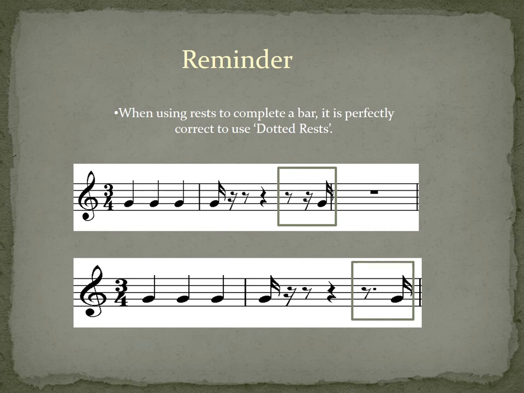I mentioned on the previous slide that it's perfectly okay to use dotted rests the same as you would use dotted notes. So you can see in these two examples, I've used a square around the example. There's a quaver rest followed by a semiquaver rest. And in the second line, you can see that's been substituted for the equivalent, the dotted quaver rest, which is exactly the same.